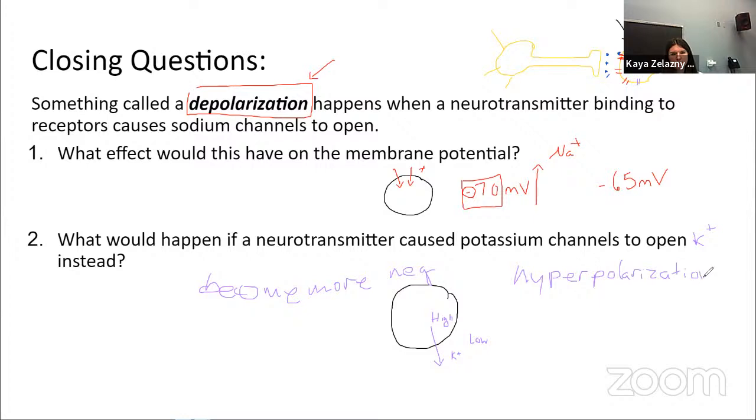This is going to set the stage for what we do next time, as we start to talk about how we get to that -55 threshold and set off an action potential.